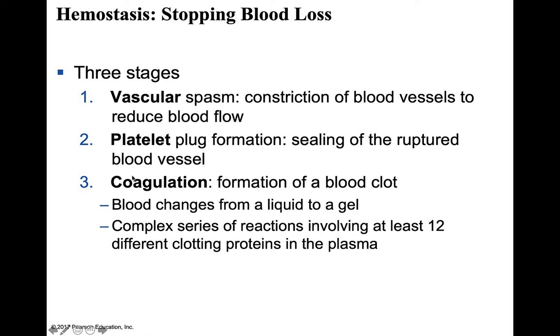And then third is actual coagulation. And this is the formation of a blood clot. So blood changes from this viscous liquid to an actual gel. And this is a relatively complex series of reactions involving a minimum of 12 different clotting proteins that are found within the plasma.